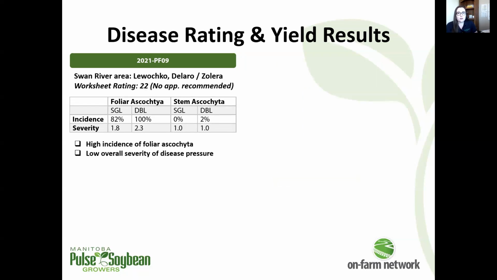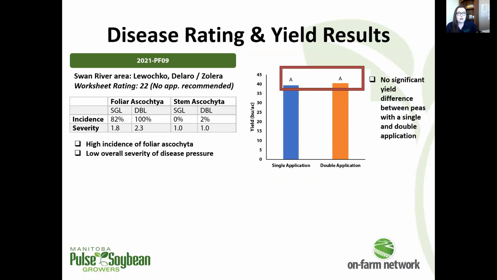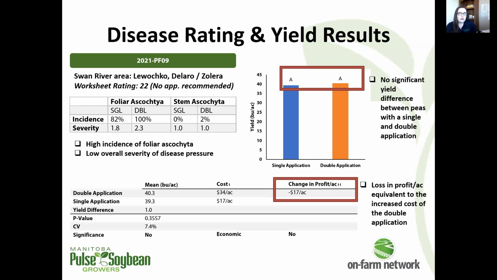And finally, our trial that was up in the Swan River area, this one was comparing a single versus a double application of fungicide. Again, the worksheet was not recommending an application. We saw a situation where disease was present, but it was present at very low severity overall. So again, we weren't seeing a significant benefit to having that increased fungicide application, with the double app compared to single. There was no significant yield difference. And of course, then we don't see the economic return from that increased fungicide management with the double application.